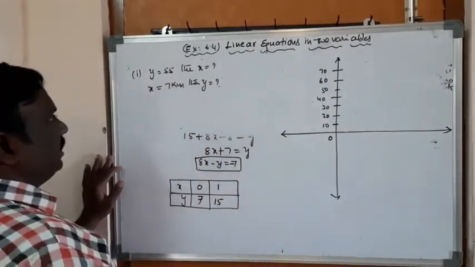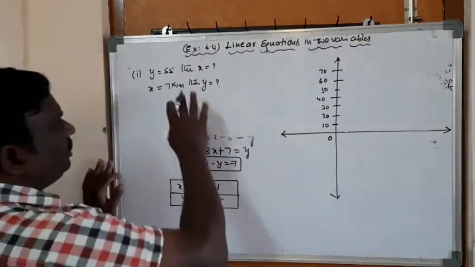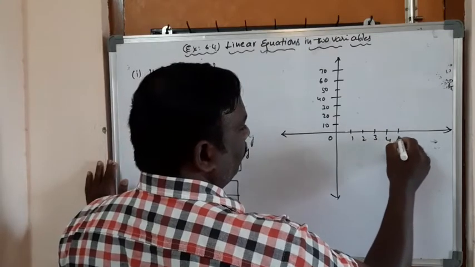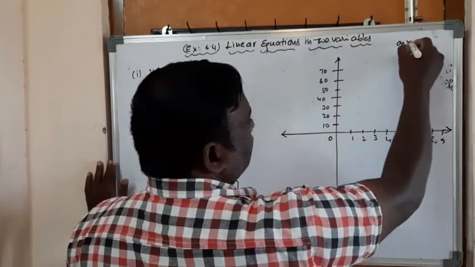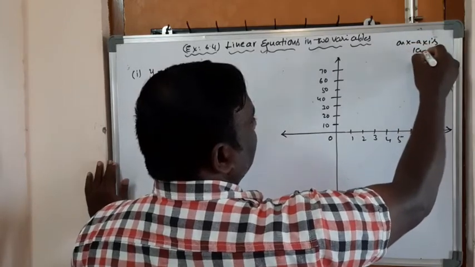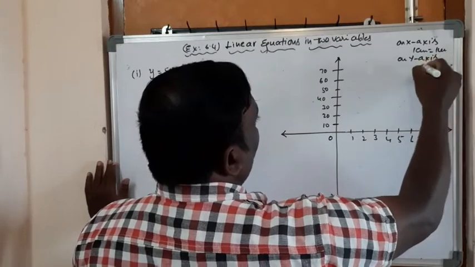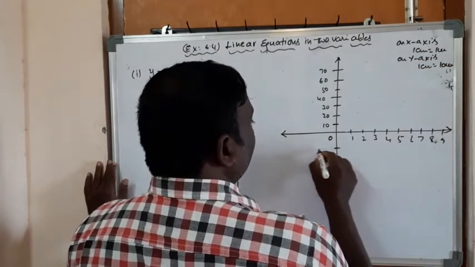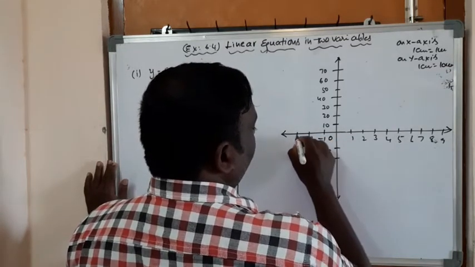And what about x? If y equal to 55, then x equal to, they are small values, so no big problem. 1 2 3 4 5 6 7 8 9. On x axis 1 centimeter equal to 1 unit. On y axis 1 centimeter equal to 10 units. This is the negative, minus 10, minus 20, and minus 1, minus 2, minus 3.